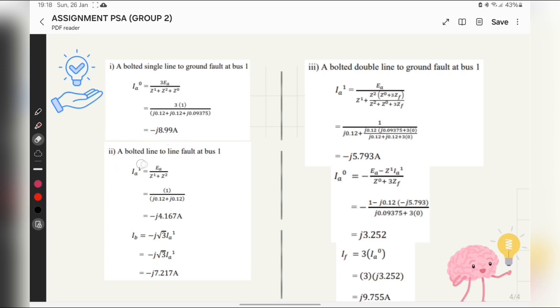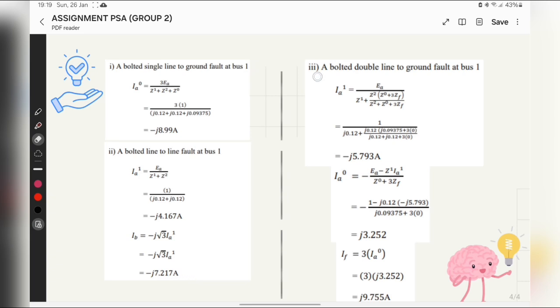Second one, a bolted line to line fault at bus 1. The IA1 equals EA divided by Z1 plus Z2. For line-to-line fault, we don't need to calculate the zero sequence. So that's why we have to find IB. So for the IA1, we will get the answer negative J4.167 ampere. So IB equals negative J square root of 3 times IA1. We will get the answer negative J7.217 ampere.